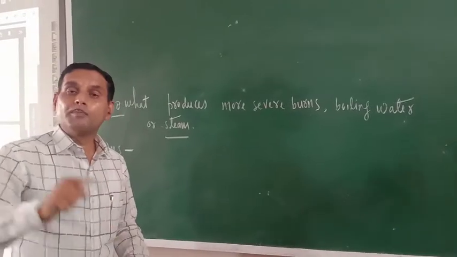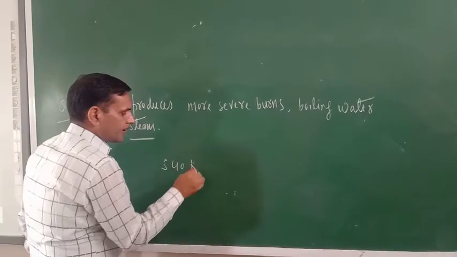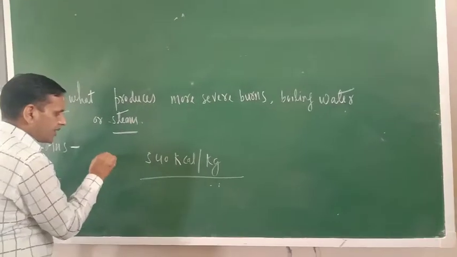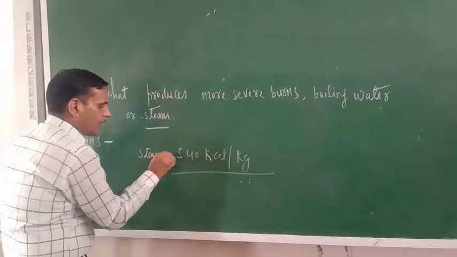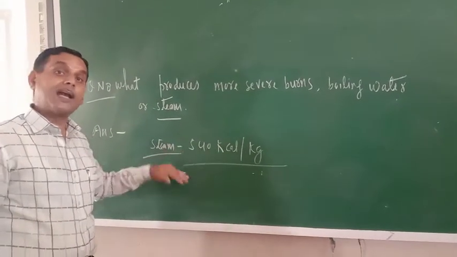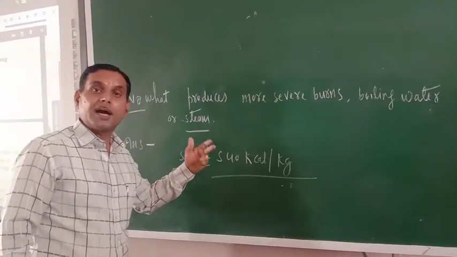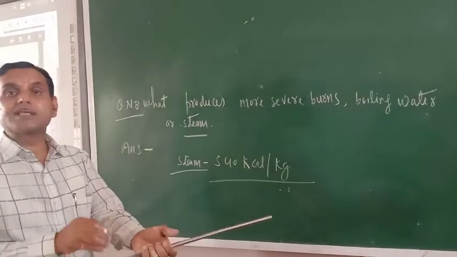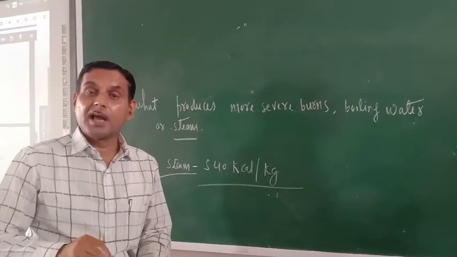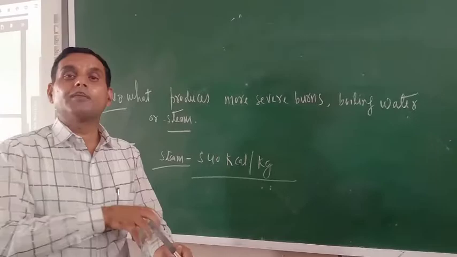So the heat is near about 550 kilocalorie per kg more in the steam than in boiling water. In boiling water, that much heat is not there, while in the steam this much more heat is there. That is why whenever it is kept on any object, the steam will condense and give out that much heat energy, so it will produce a more severe burn.